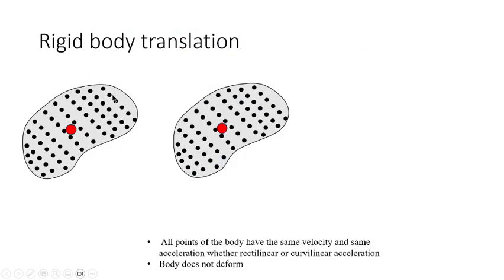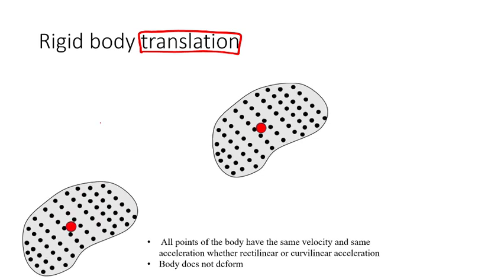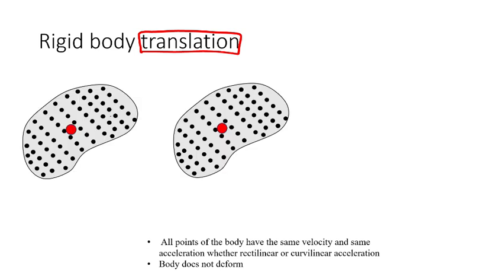Okay, so when we talk about planar kinematics, we first talk about translation. This is the translation, and then this is the translation. In all of these cases, as you can see, the body does not deform. Okay, this is a very important part.